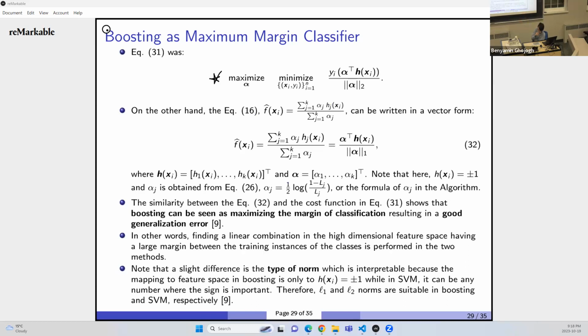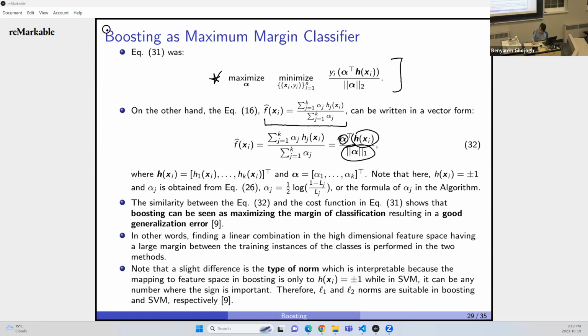This is what we had. On the other hand, according to equation 16 in AdaBoost, this is what we have. Do you remember? This is the aggregated predictions by the models, which is normalized also. Can we write it in vector form? The numerator, what is that? The inner product between vector alpha and h. Agreed? What is the denominator? L1 norm of alpha. Agreed?